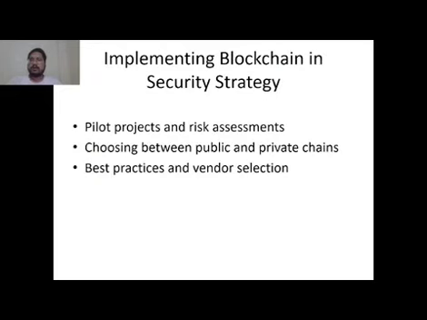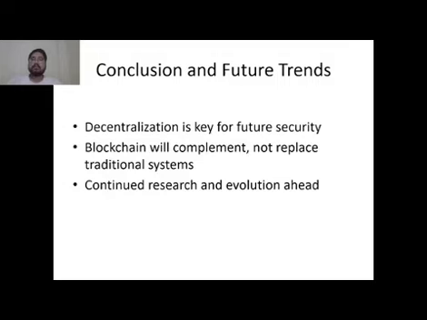So we move to our next slide, that is implementing blockchain in security strategy. If you are an organization wanting to adopt blockchain, start with a risk assessment, choose between public and private chain based on your needs. Start small, perhaps identity verification, and scale from there. Also ensure staff are trained in blockchain principles. Pilot project and risk assessment, choosing between public and private chain, best practices, and vendor selection. So we move to our next slide, that is conclusion and future trends.